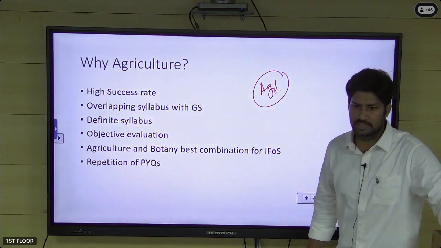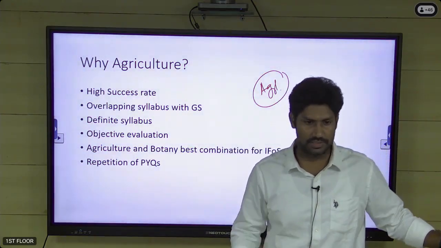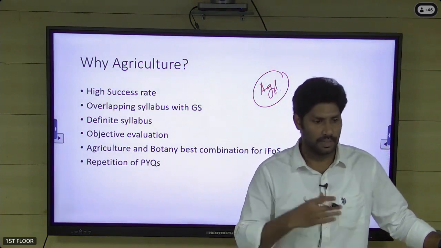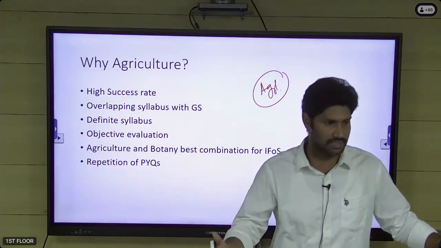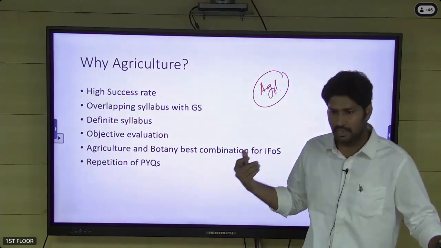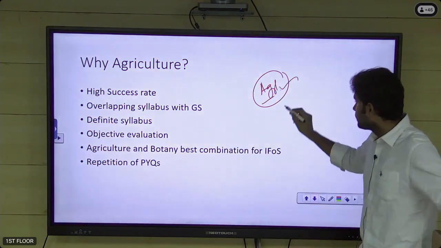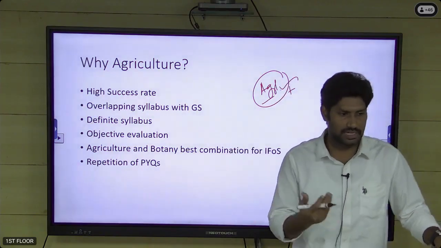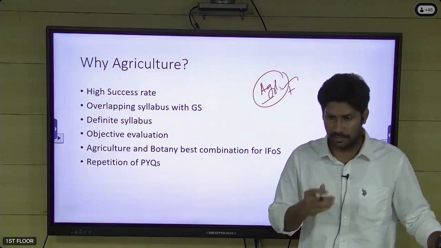Most of the subjects we study in our college days are part of the UPSC syllabus, and the syllabus is definite. There is no need to go through all the syllabus from the college days, as many topics are not included in the UPSC syllabus. The syllabus is very limited. So for agri graduates, this is the best optional. Along with agriculture students, those from allied subjects like forestry and horticulture can also choose agriculture, no problem.